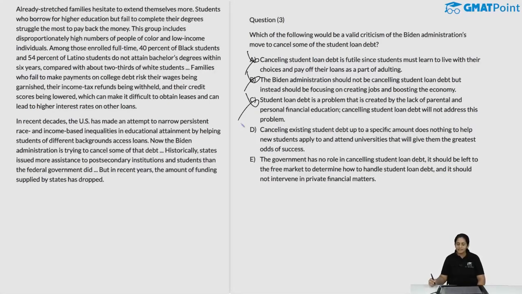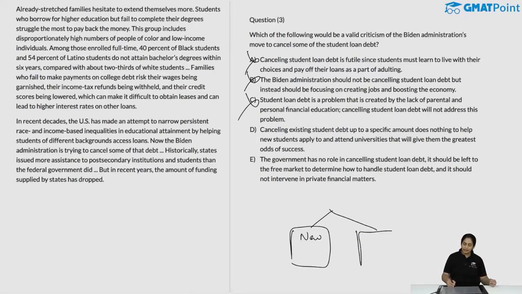Cancelling existing student debt up to a specific amount does nothing to help new students apply to and attend universities that will give them the greatest odds of success. This is exactly the case. So there are two groups affected by the lack of affordability of the current education system. Those who are currently applying, the new students, are apprehensive about how they will pay for this, especially if you are a person of color or economically disadvantaged. And then there are those who have already gone through the college system and have accumulated a massive amount of student debt. This would address the needs of one group while ignoring the needs of the other. So essentially, just cancelling the existing debt does nothing to address what is a systemic problem.